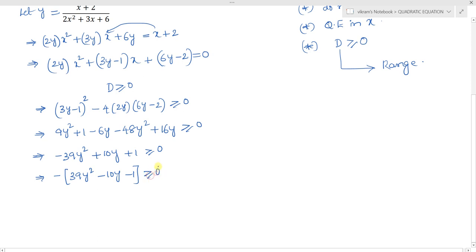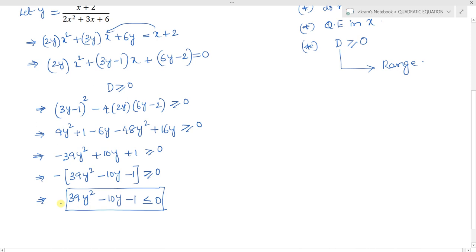is greater than or equal to 0. Now multiply by minus 1 on both sides. If any inequality is multiplied by a negative sign, then the inequality changes. Greater than or equal to will become less than or equal to. Then we can write this as 39y squared minus 10y minus 1 is less than or equal to 0. So from this, the expression must be less than or equal to 0.